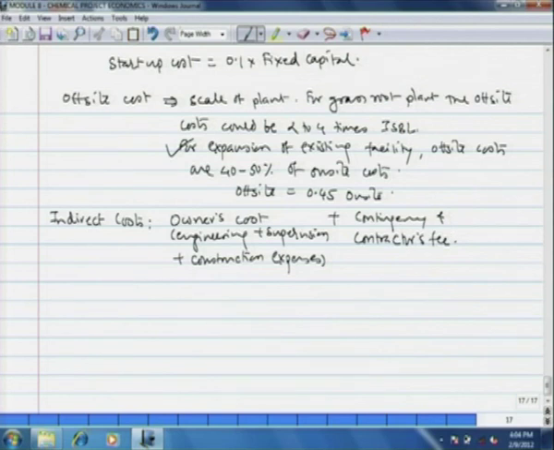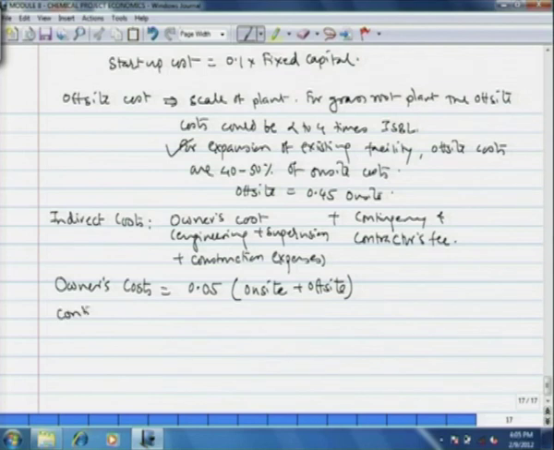Now, typically owner's cost is about 5% of the total on-site and off-site cost. And the contingency, now this depends on what kind of process you are going to implement, but typically contingency could be taken as 20% of the on-site and off-site cost.